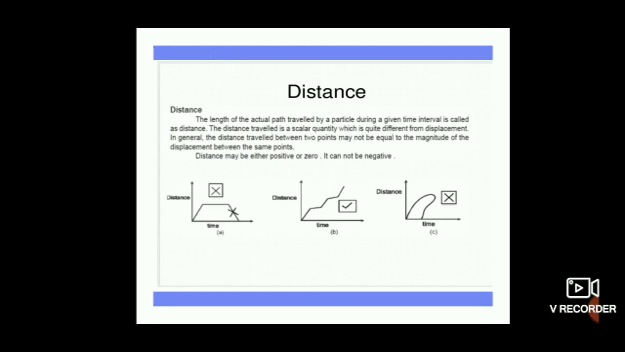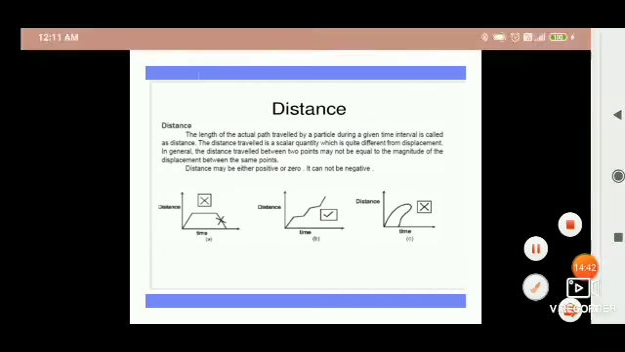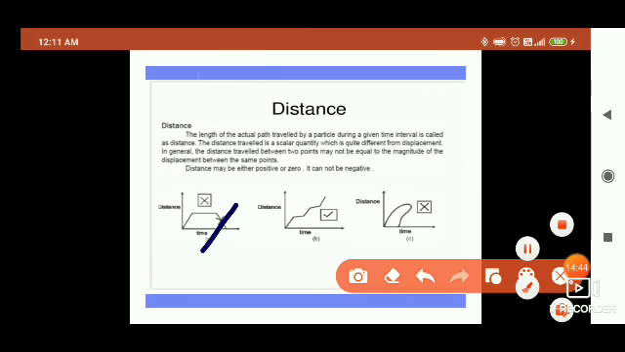Now, we will go through distance. What is distance? The length of the actual path traveled by the particle during the given time interval is called distance. So distance may be either positive or zero, but not negative. This first graph cannot be considered a distance graph, but this graph can be considered a distance-time graph.